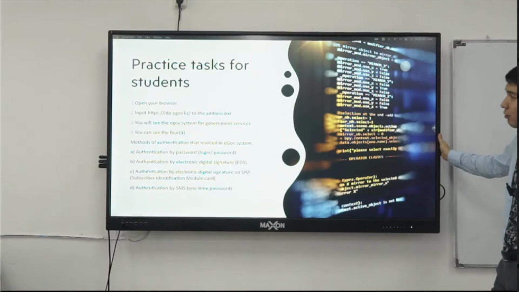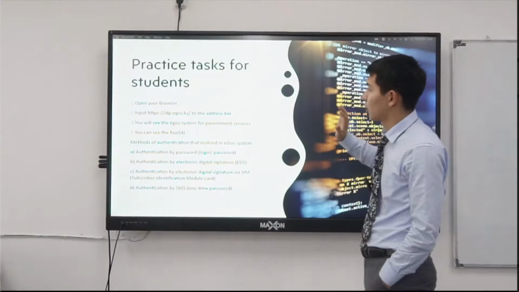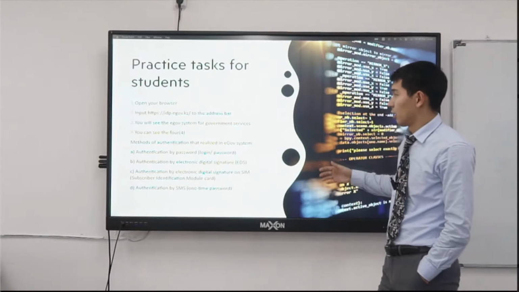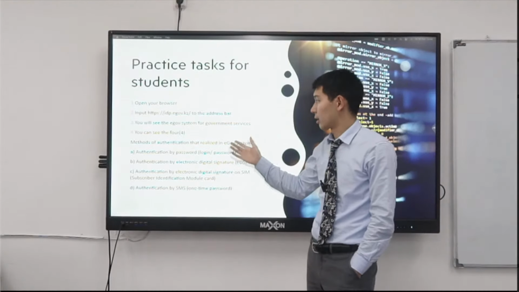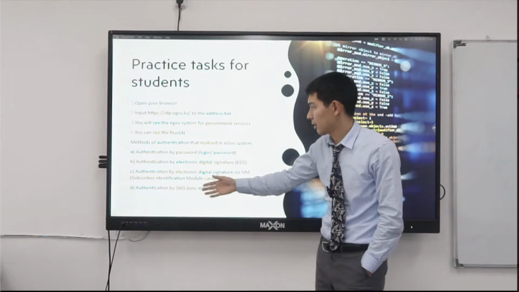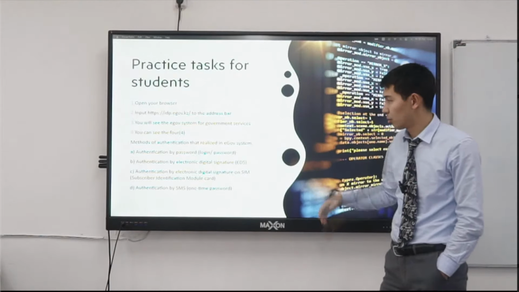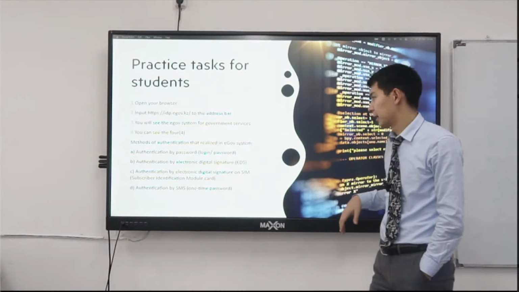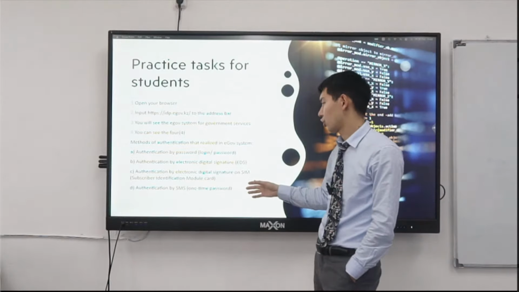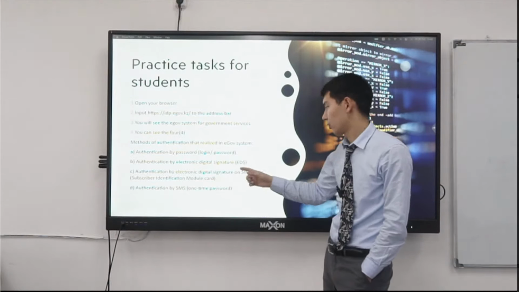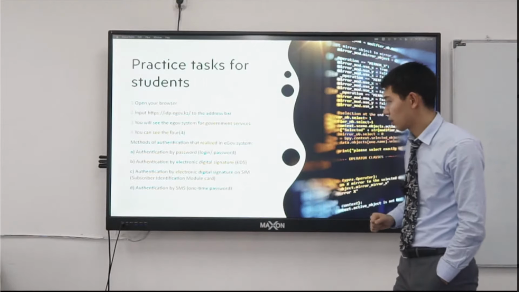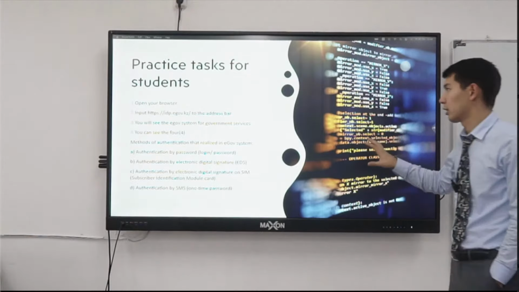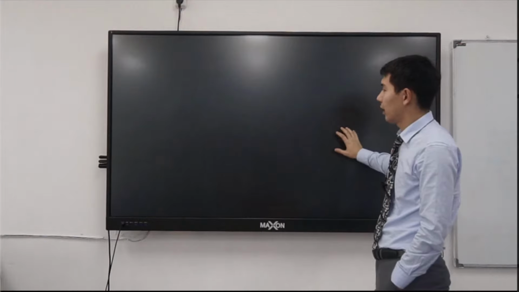Next we have the practice for students, and the students open their browsers. They go to idp.gov.kz, and then they see the government services that give access. We have 4 services: authentication by password, as I stated before, then electronic digital signature, EDS, we call it ECP in Russian. Then we have the authentication by electronic digital signature on SIM, which is one of the new ones. And lastly, the authentication by SMS, where a one-time password will be sent. Next one. And next, summary questions, please.